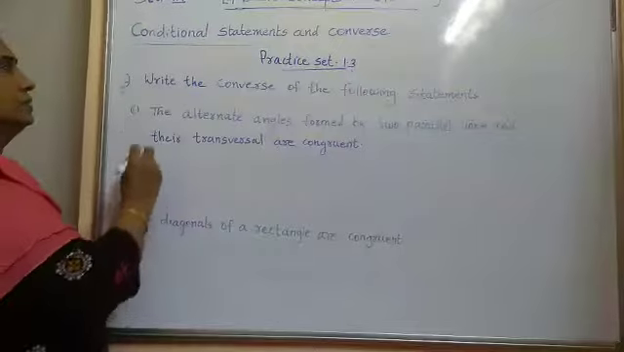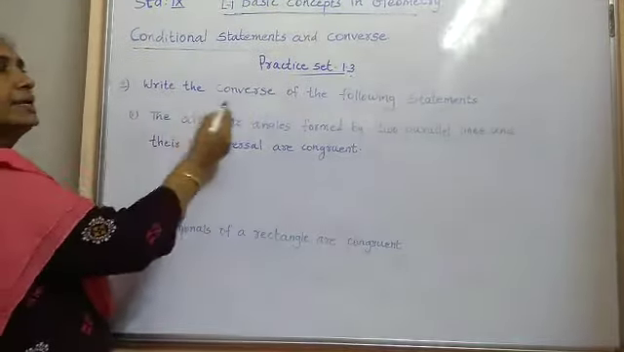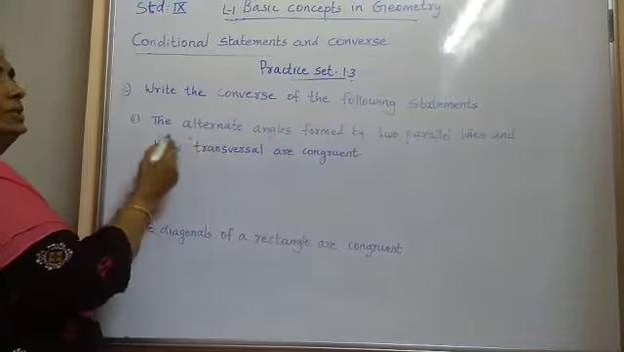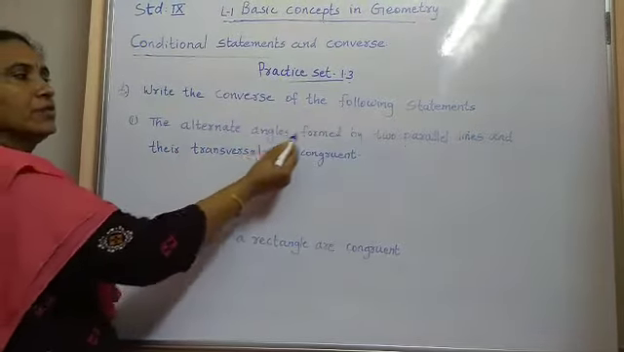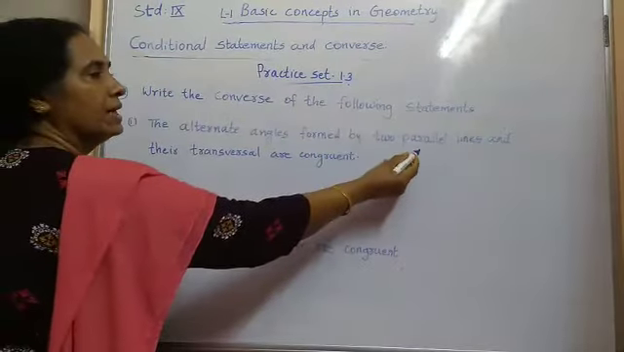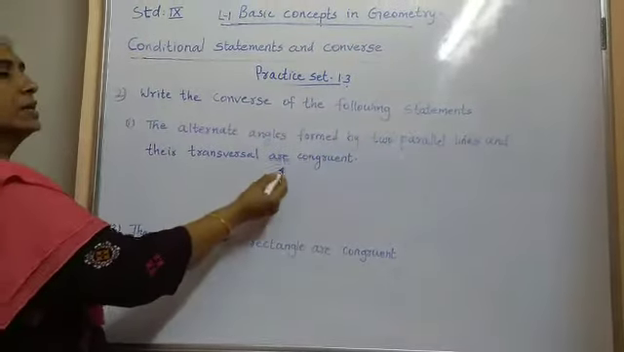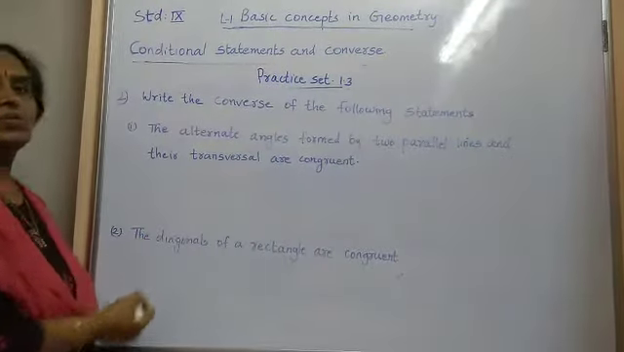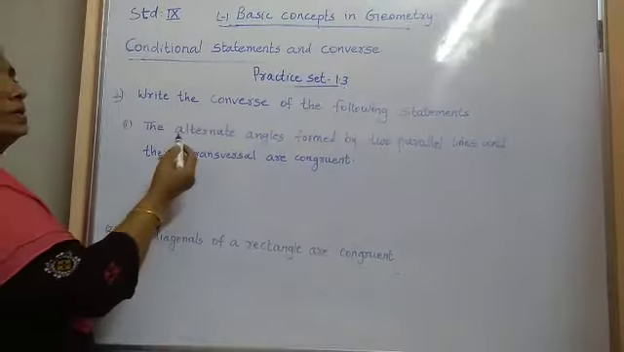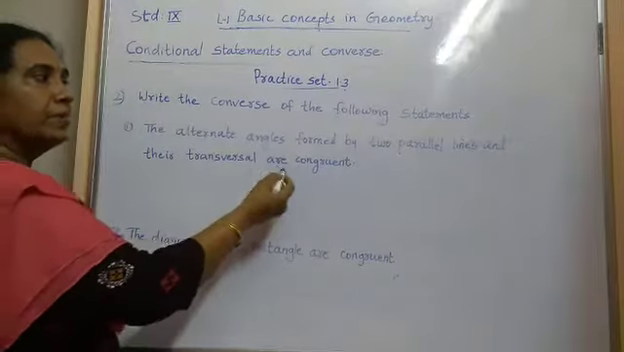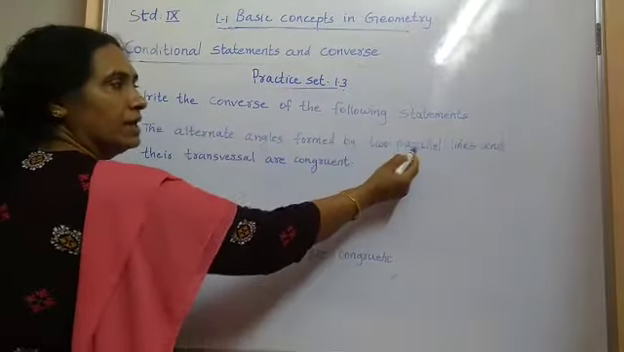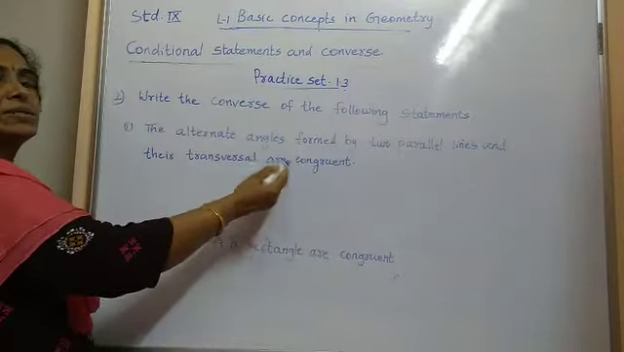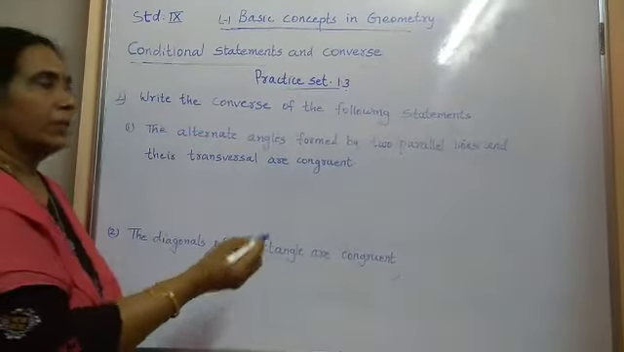Second question, write the converse of the following statements. First question, the alternate angles formed by two parallel lines and their transversal are congruent. This is the given statement. What is its converse? If the alternate angles made by two lines and their transversal are congruent, then the lines are parallel.